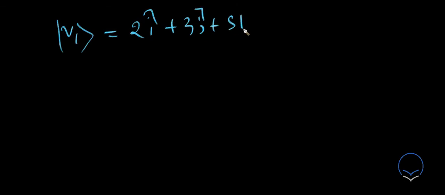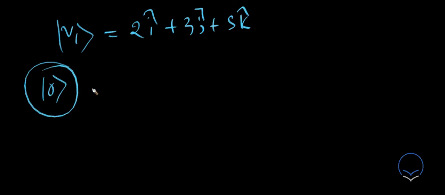Let's call a vector v1, and write it as 2i plus 3j plus 5k. And we said that for every vector space there should be a zero vector, and for that to happen we need to have something called a minus v1, right?